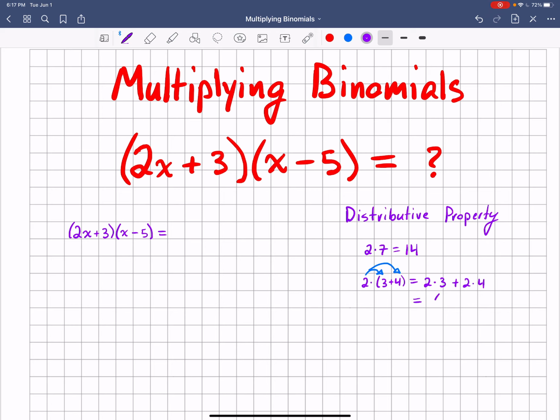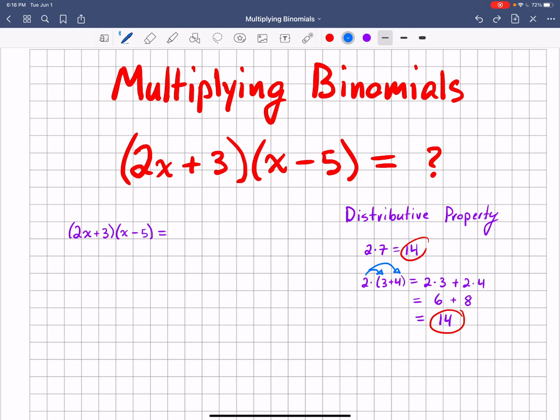2 times 3 is 6. Plus 2 times 4 is 8. And 6 plus 8 is 14. So we get the same answer. And that's a demonstration of what's called the distributive property. More specifically, when we have things we're adding together and we choose to multiply them by a certain number before we add, that's called distributing this number into the parentheses.